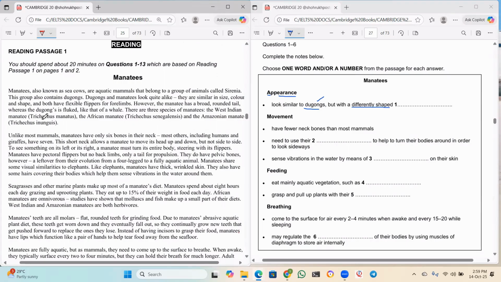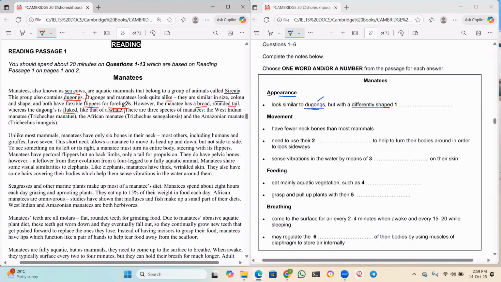Let us not waste any time and let us read the first paragraph. Manatees, also known as sea cows, are aquatic mammals that belong to a group of animals called Sirenia. This group also contains dugongs. See, we got the keyword. Dugong is a keyword here. Dugongs and manatees look quite alike. They're similar in size, color, and shape, and both have flexible flippers for forelimbs. However, the manatee has a broad, rounded tail, whereas the dugong's is fluked, like that of a whale.